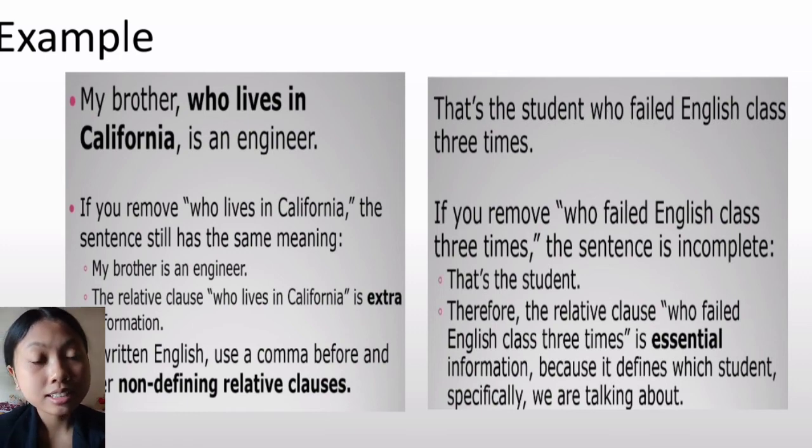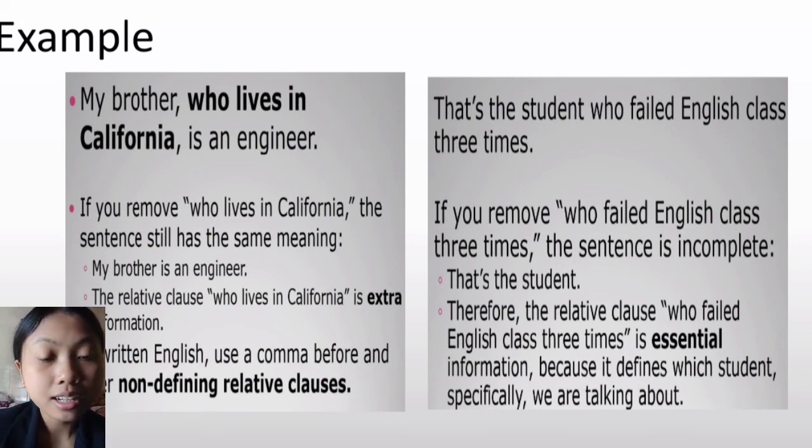And then the other example is, that's the student who failed English class 3 times. If we remove who failed English class 3 times, the sentence is incomplete. So it could be, that's the student. Therefore, the relative clause who failed English class 3 times is essential information because it defines which student specifically we are talking about.